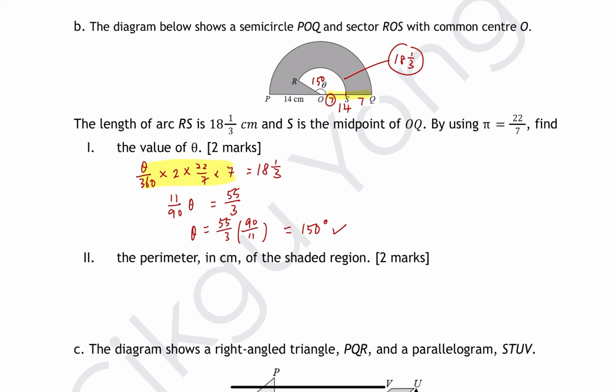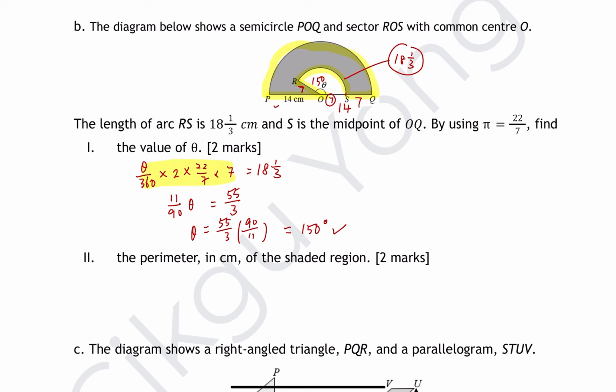In this case, your shaded region is going to be here, with this part, and continue with your PO, your OR, and your RS. Okay? PO, you have already gotten your 14. OR is 7 because this is also the radius. SQ is also 7 because S is the midpoint of your 14 cm, right?